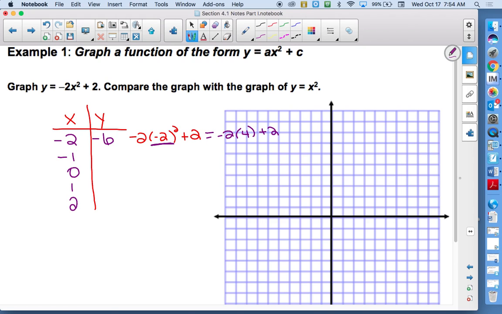So square it, it becomes positive because any negative number squared is positive. Multiply it by the number outside and then add. So the next one, we have -2 times -1 squared plus 2, which is really -2 times 1 and then plus 2. So Holly, what number does that make?